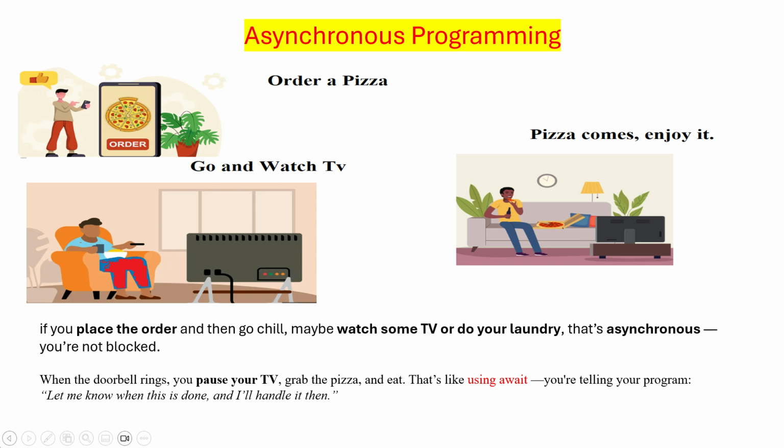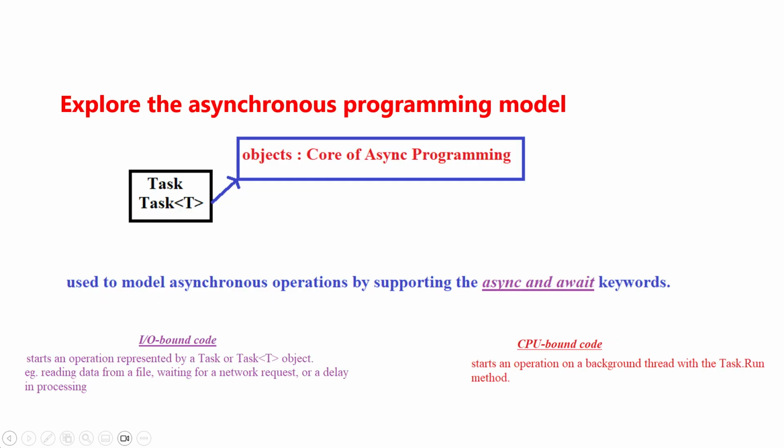Now let us understand asynchronous programming a little more. Whenever we come across this asynchronous programming model, there are two things that are used very commonly. One is Task and Task of T. Now what is this? These are objects that are used as the core of asynchronous programming. Wherever asynchronous programming is used, you will be using these objects quite frequently. And what are these used for? These are used to model the asynchronous programming and they support the async and await keywords.